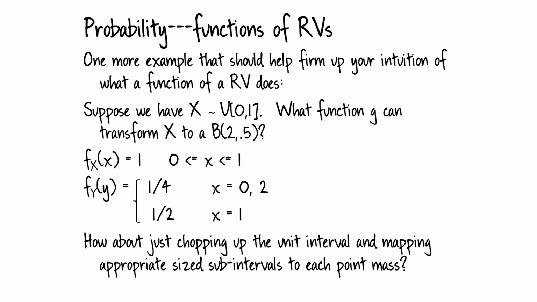Well, how about just chopping up the unit interval and mapping the appropriately sized subintervals into each of these point masses? The other thing I didn't emphasize already, but I should, is that this is a continuous variable here, and this is a discrete variable. So we have the PDF and the PF of the two random variables, and what we're going to do is chop up the unit interval into sections of various sizes and map the appropriately sized subintervals to each point mass.